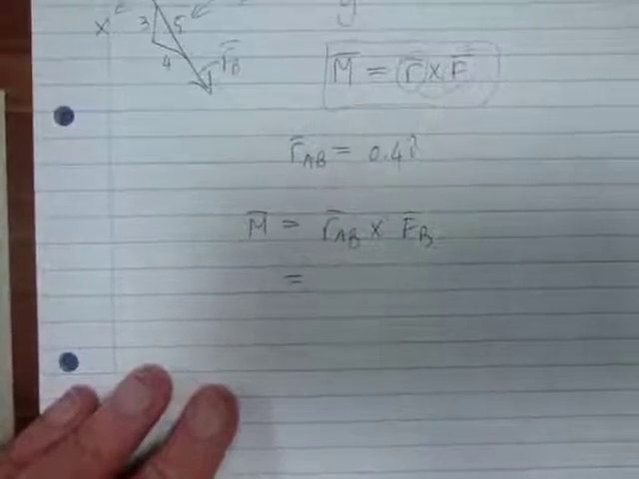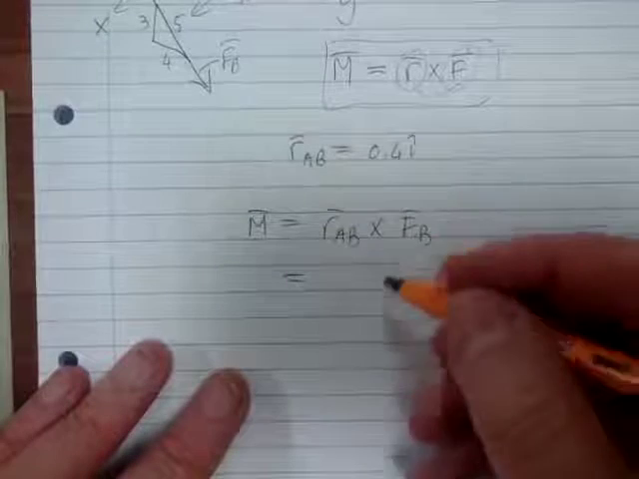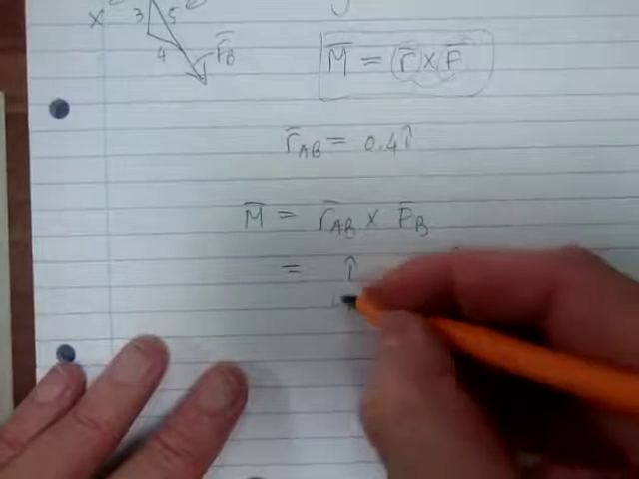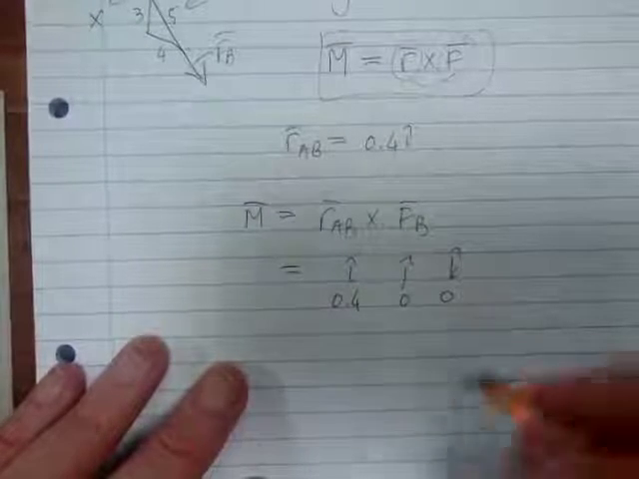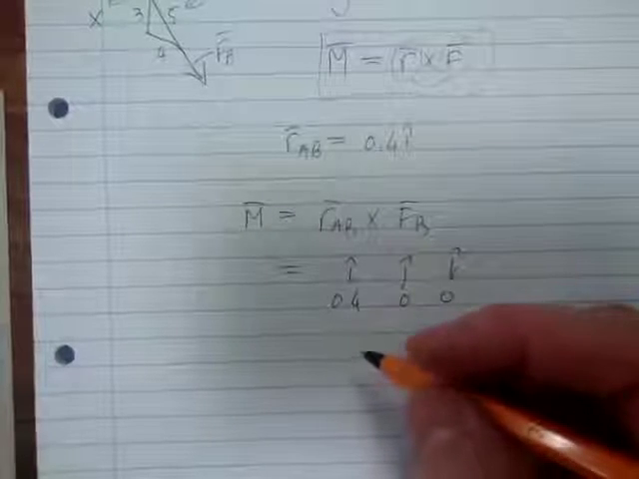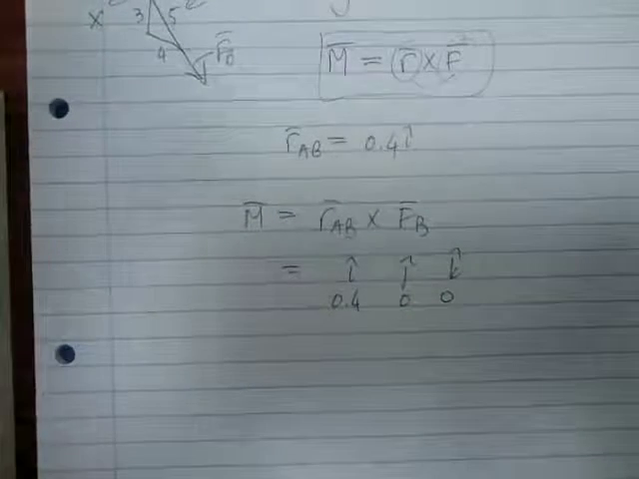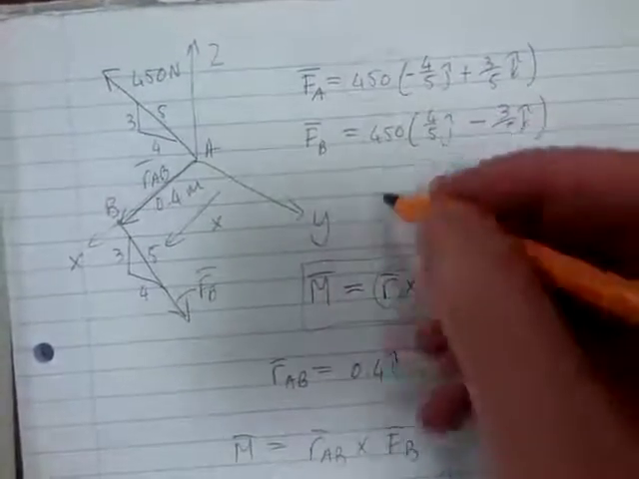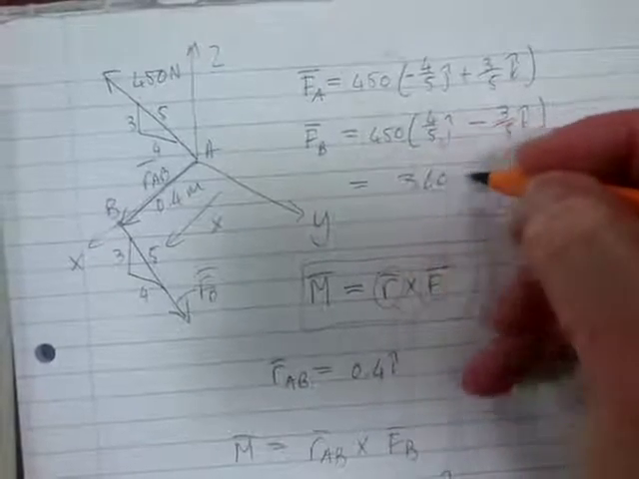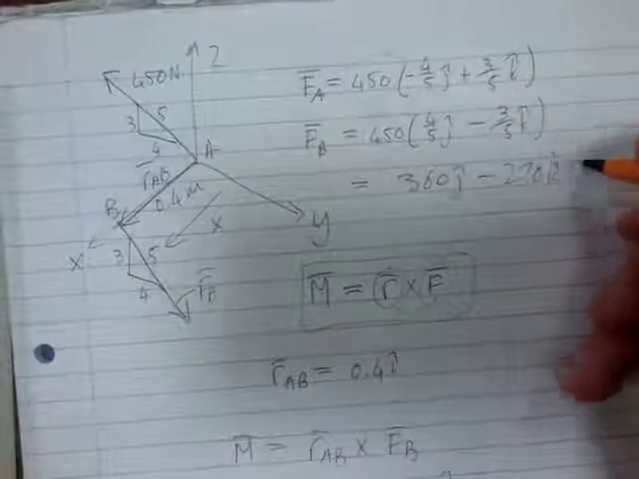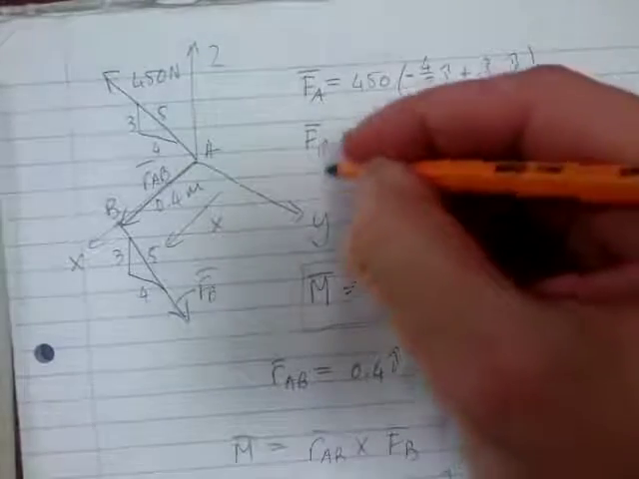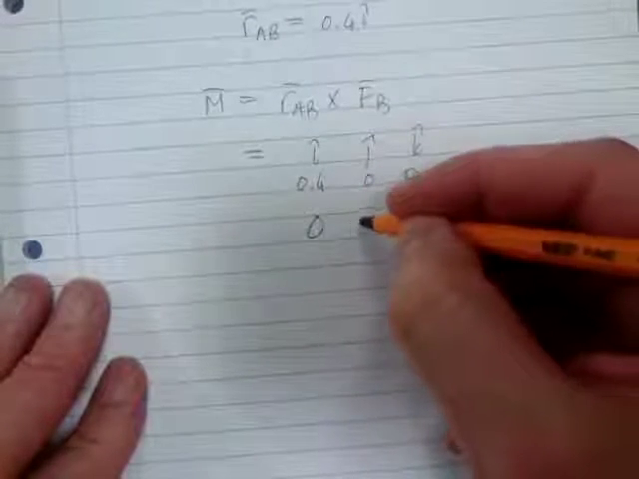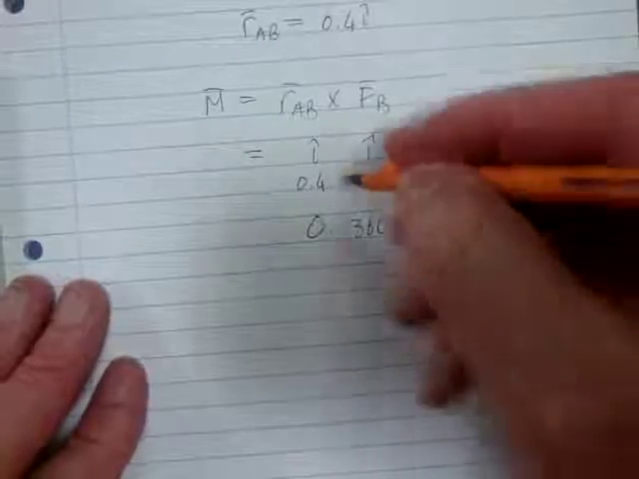So then what do we have? We've got the i, j, k, and we've simply got 0.4, 0, 0. If we work out this FB, because that's what we want, it ends up being 360j minus 270k Newton. That's what our FB is. So if we put that here, we get a 0, a 360, and a minus 270.